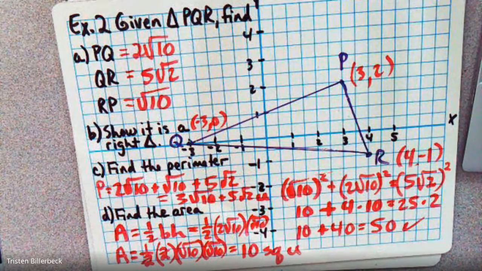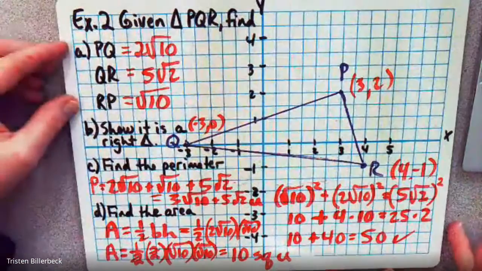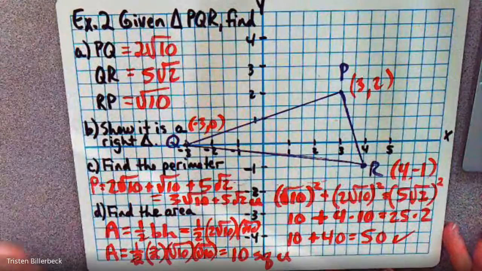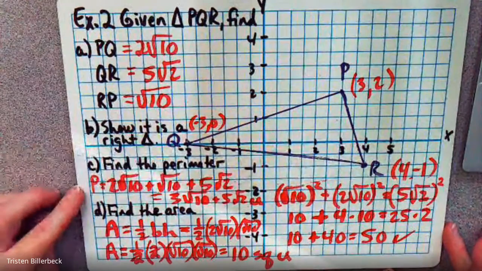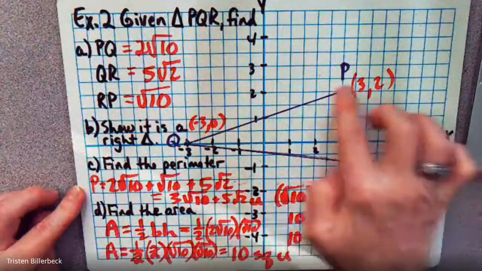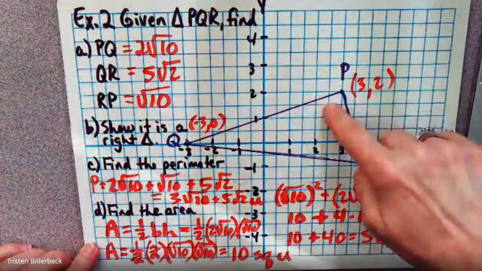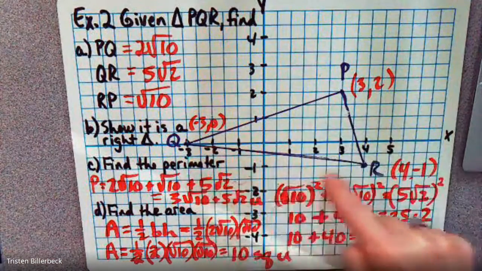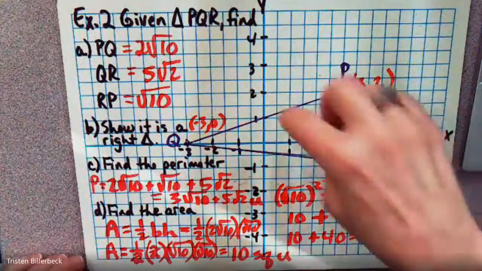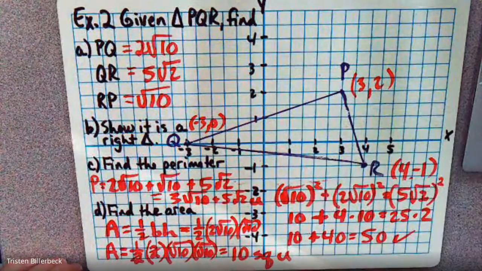All right, so there we have it. That is how we find the length of the line segments. It's how we find if it's a right triangle. We find the perimeter by adding up all the sides, and for the area, we take the 2 legs that form the right angle right there. That's the right angle, and that's the hypotenuse. So we only take this leg times this leg and times 1/2 to get the area.